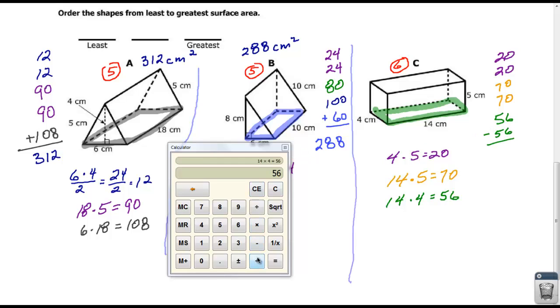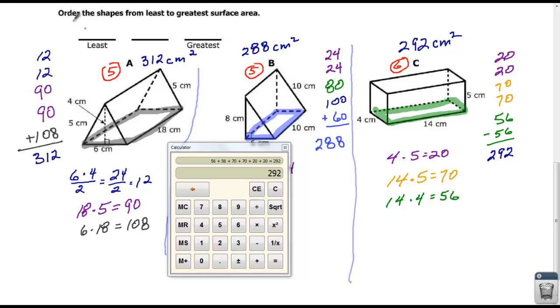time to add, we have 56 plus another 56 plus a 70 plus a 70 plus a 20 plus a 20 equals 1, 2, 3, 4, 5, 6 numbers, yes, 292. 292 centimeters squared. And now I'm ready to place them in order.